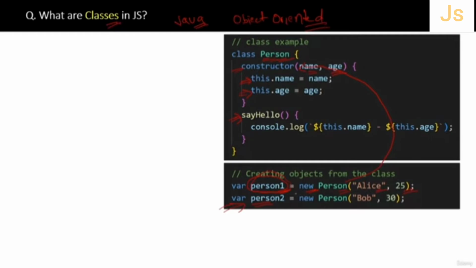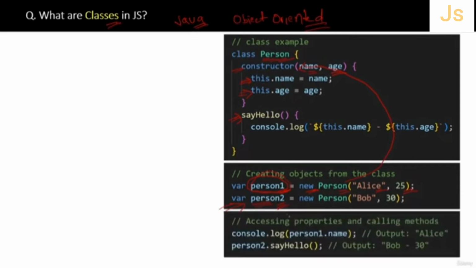One is person1, another is person2. And we can access the properties of the object something like this, person.name. And even we can call the methods of the class by object.methodName. And we will get the expected output.